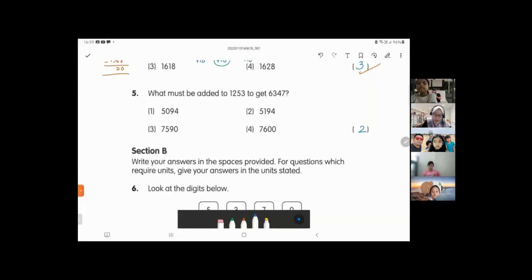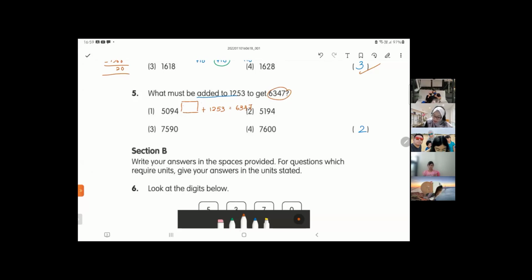What must be added to 1253 to get this? If you rephrase this sentence, it means what is blank must be added to 1253 to get 6347. Like that. You are supposed to find a blank in front. So what must I do to find that blank in front?